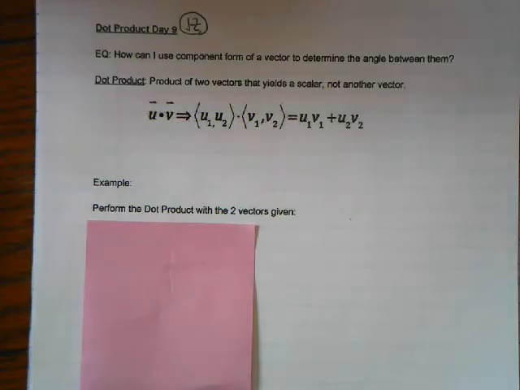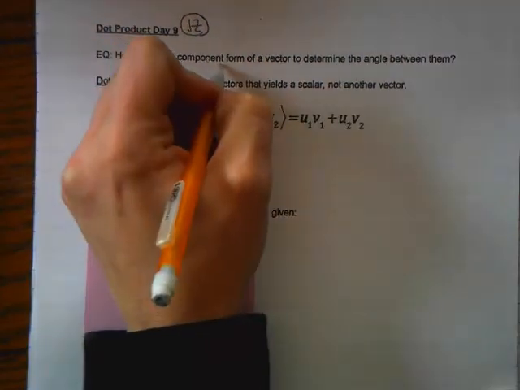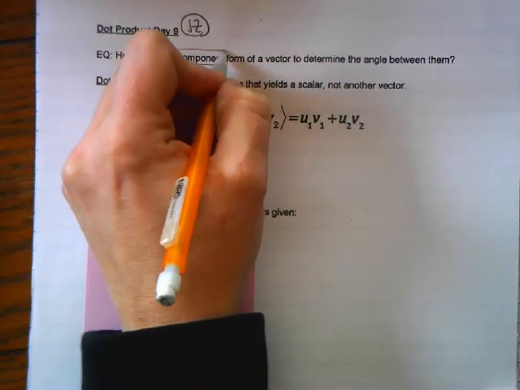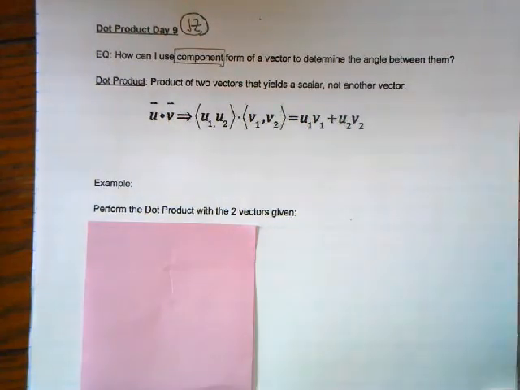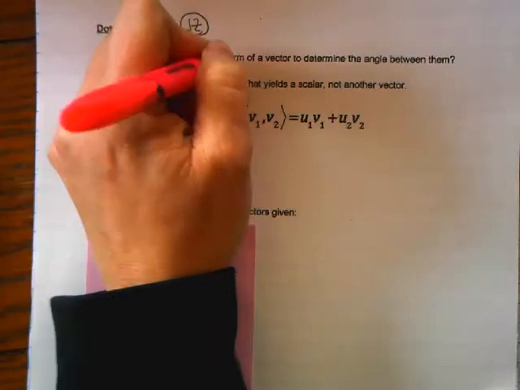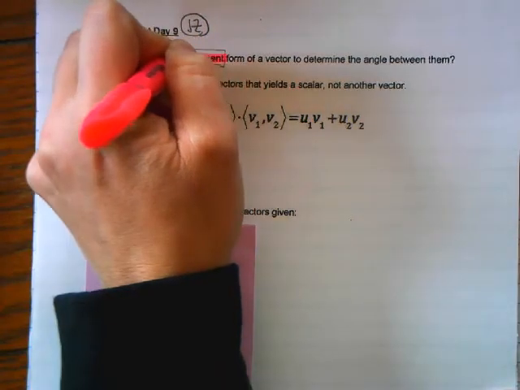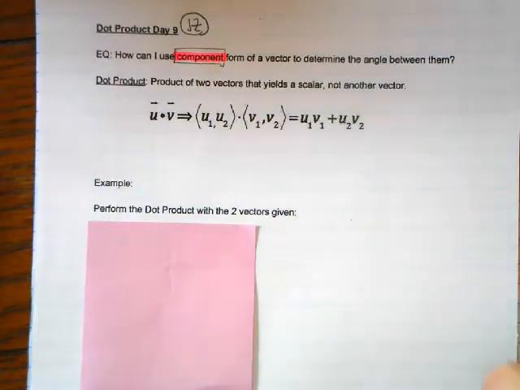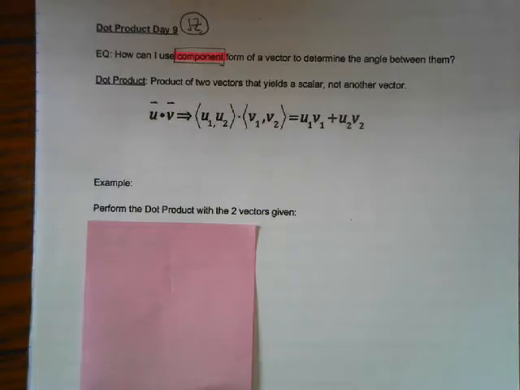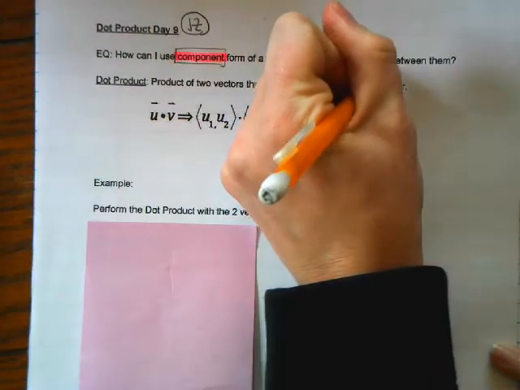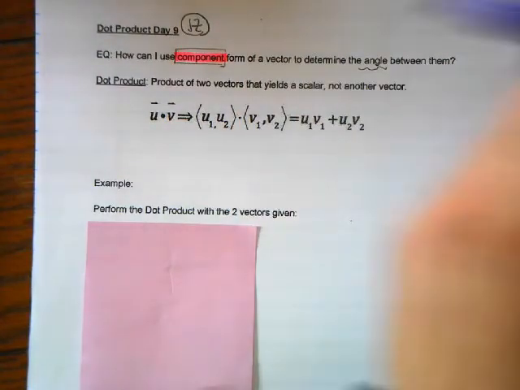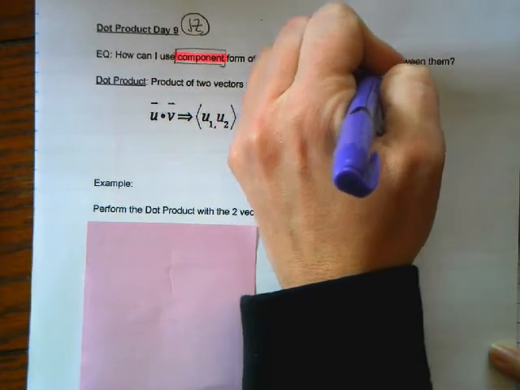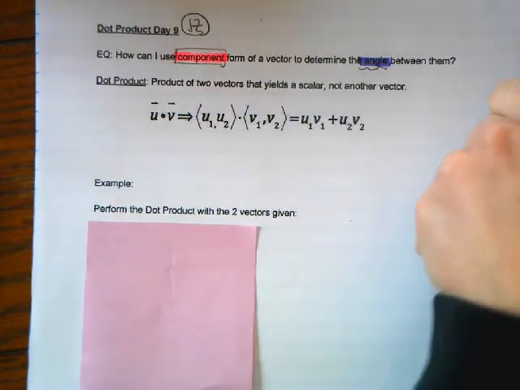Looking at day 9. So we're going to do the dot product of vectors here. We are going to use, this is super important, the component form of our dot product. In order to use the dot product, you have to be in component form. So think about initial and terminal points and making sure you get it into component form. And then we are going to use that to find an angle between them. So if we have two vectors pointing in different directions, which angle we're coming at.